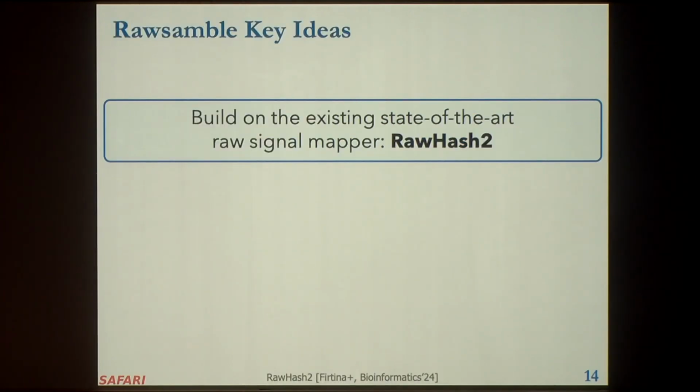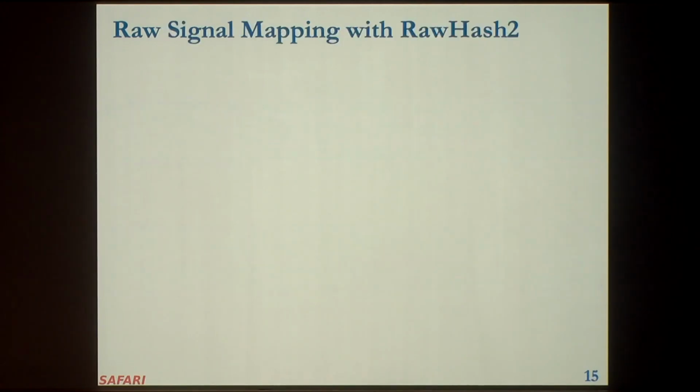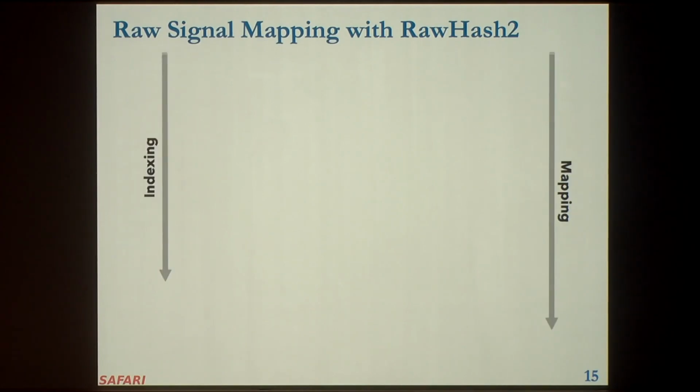Rawsamble has two high-level key ideas. We build on the existing state-of-the-art raw signal mapper, RowHash2, and then we extend RowHash2 to support overlapping. To explain how we extend RowHash2, I'll quickly show you how RowHash2 performs raw signal mapping to a reference genome.